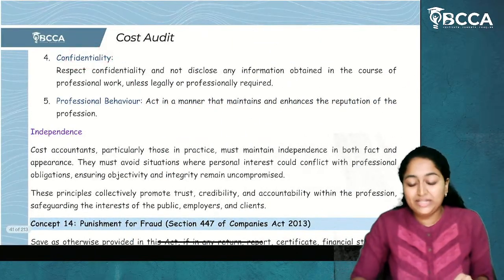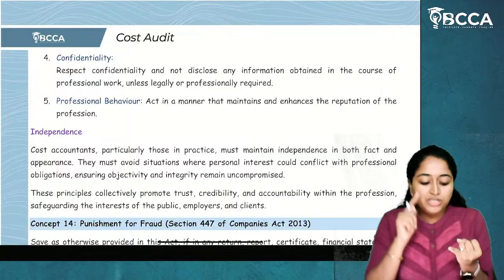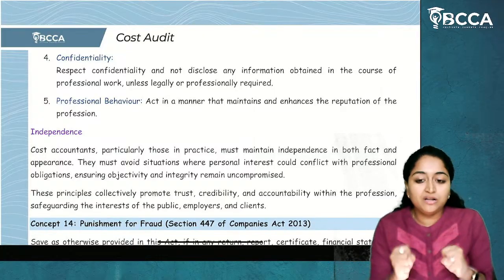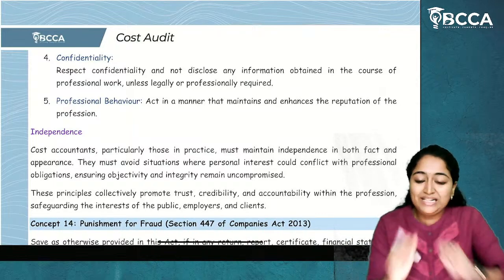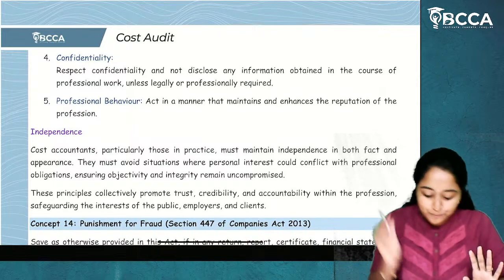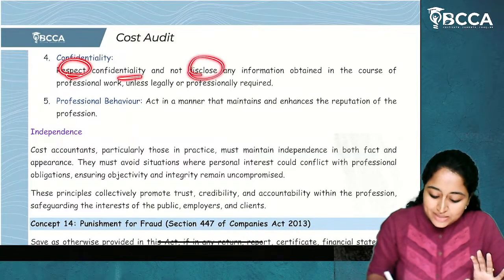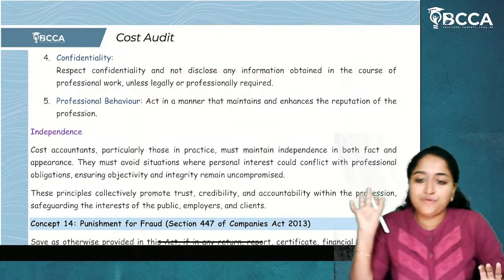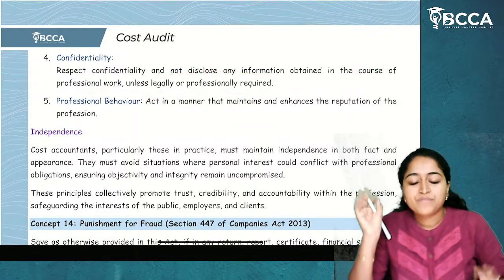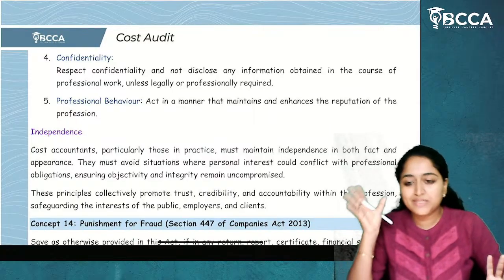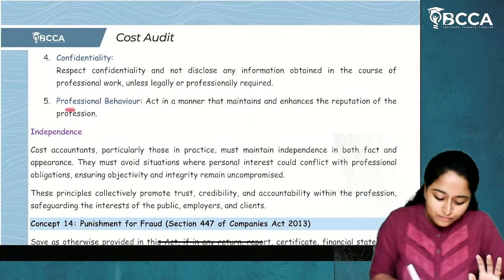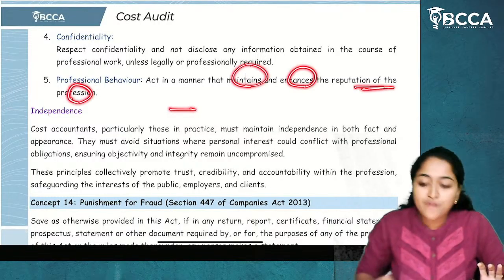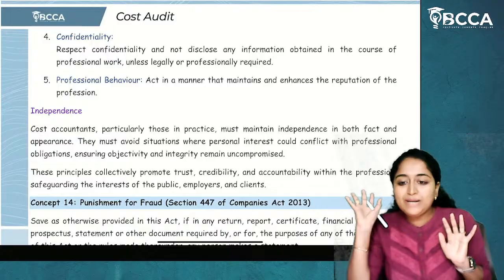Next, confidentiality. Your personal information, your client information, your professional information, you have to maintain in a confidential manner. You should not leak it at any point of time, not even by mistake. Respect confidentiality and do not disclose any information obtained in the course of professional work unless legally and professionally required. If it is required by law, or in case of fraud, then you can disclose it. Otherwise, you should not. Professional behavior: act in a manner that maintains and enhances the reputation of the profession. Always be in professional behavior.